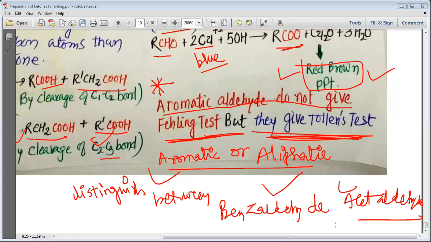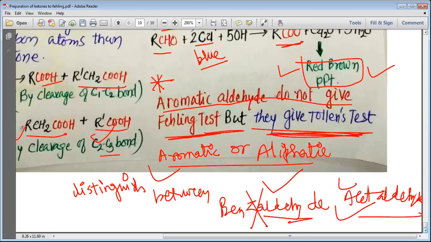So, my dear students, we can easily understand that benzaldehyde will not give the Fehling test, but acetaldehyde will give the Fehling test and will produce reddish brown precipitates. So if the given compound produces reddish brown precipitates, it is acetaldehyde, and if the reddish brown precipitates are not formed, it is benzaldehyde. This is how we can understand the Tollens test and Fehling test.